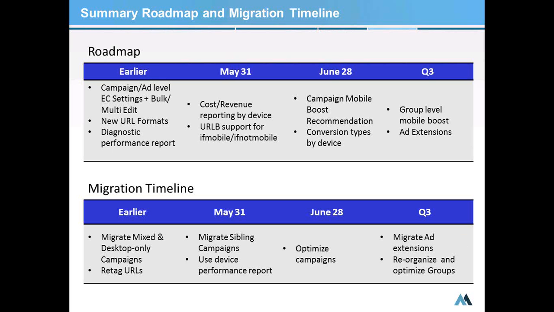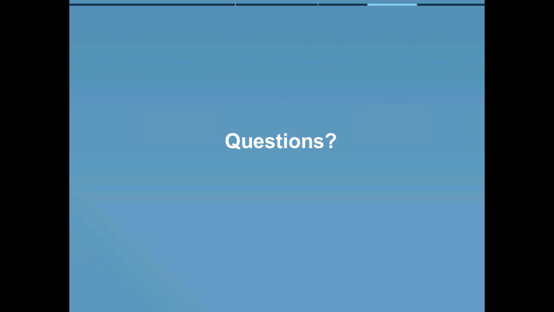So if you have a campaign that has one group with a much higher mobile conversion rate, for example, than other groups, you can isolate that group to another campaign or set the mobile boost to a different number within that campaign. So that's all we had.